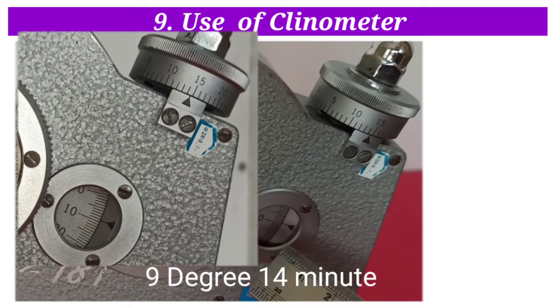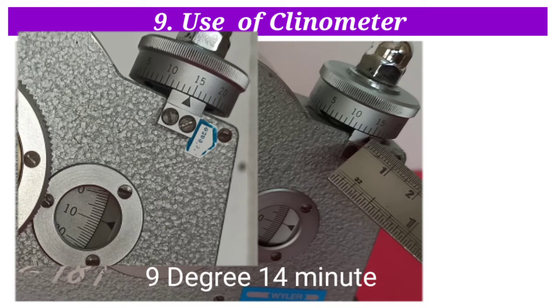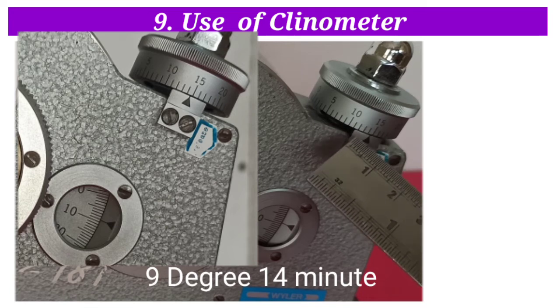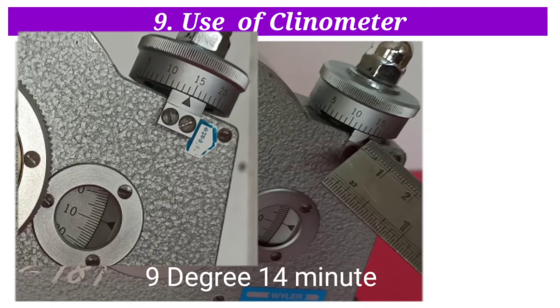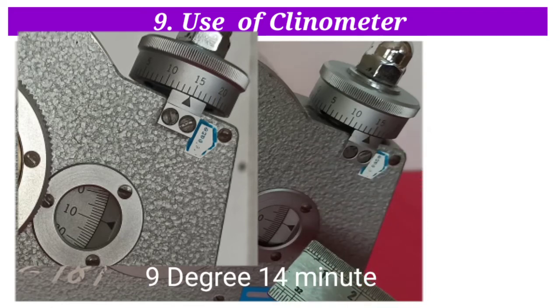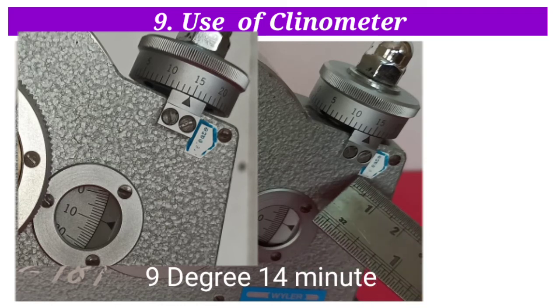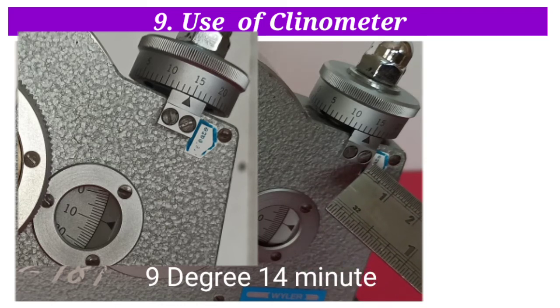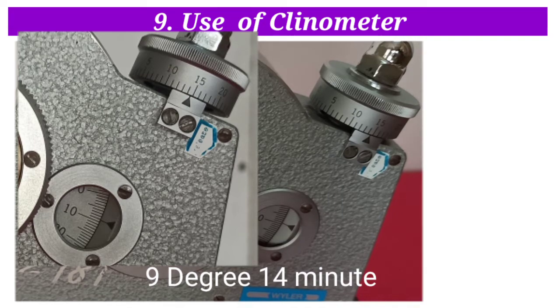So 9 degree is a complete reading, and if you observe here, this mark is in between 10 and 15. Again it is in between the 14 and 15. So the 14 is a complete reading. So 9 degree and 40 minute is the reading shown by this clinometer. Thus in this way we can measure the angle of this component by using the clinometer.